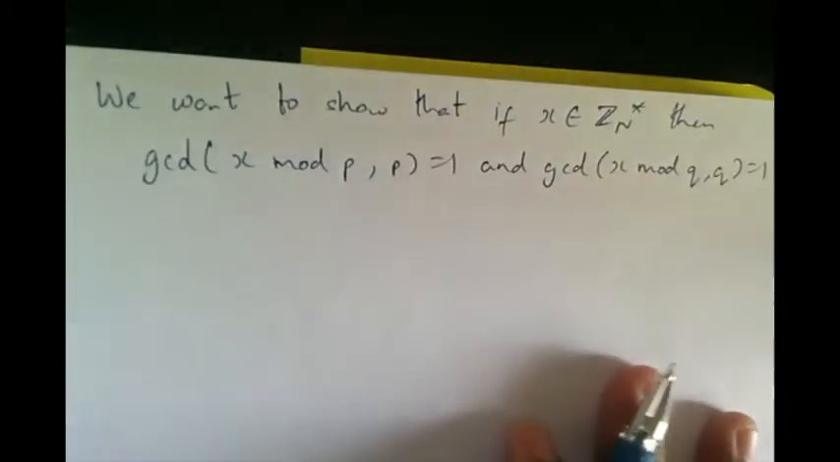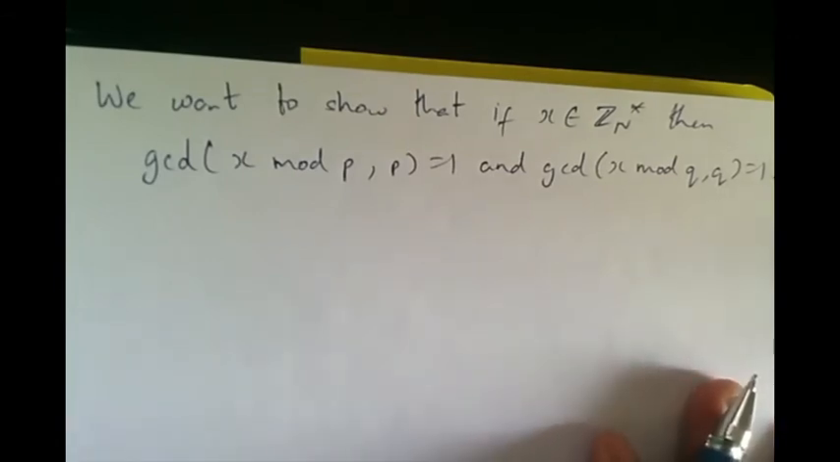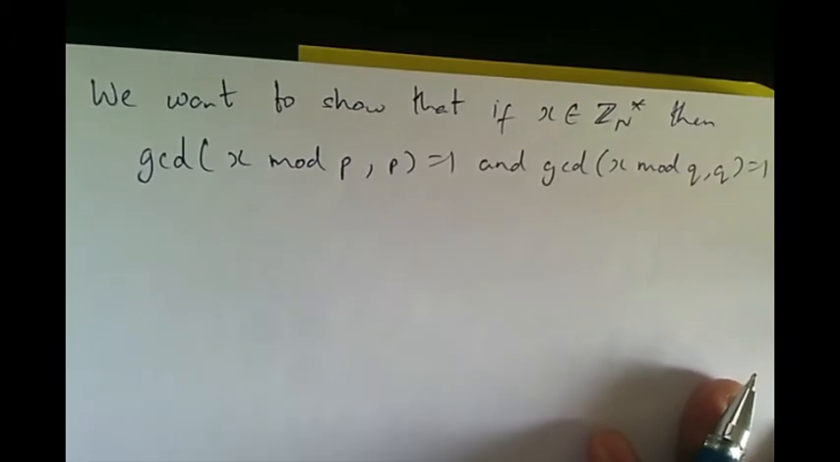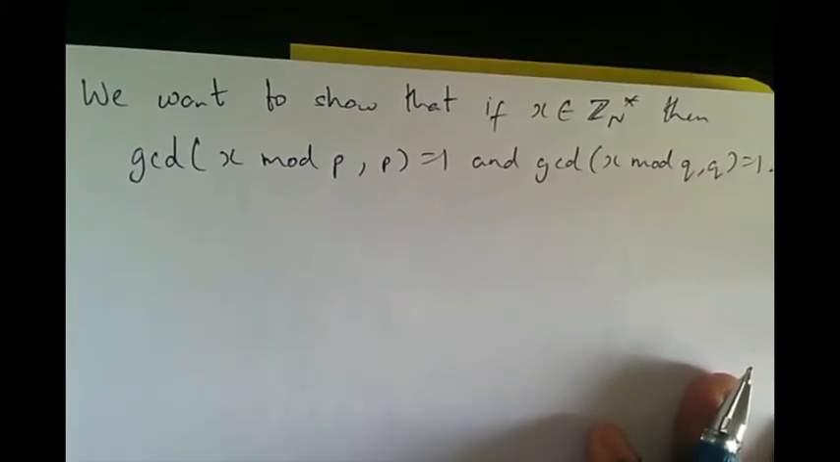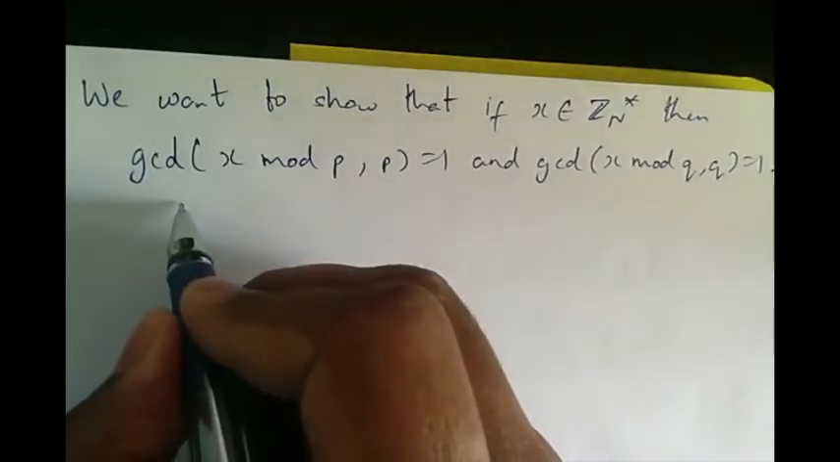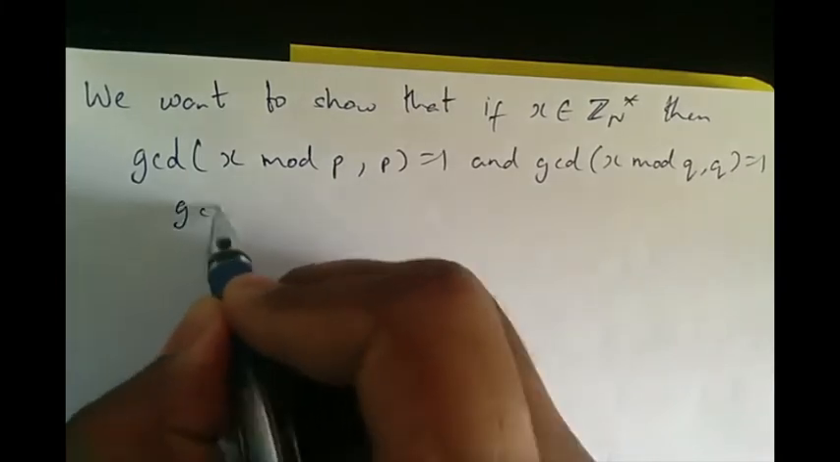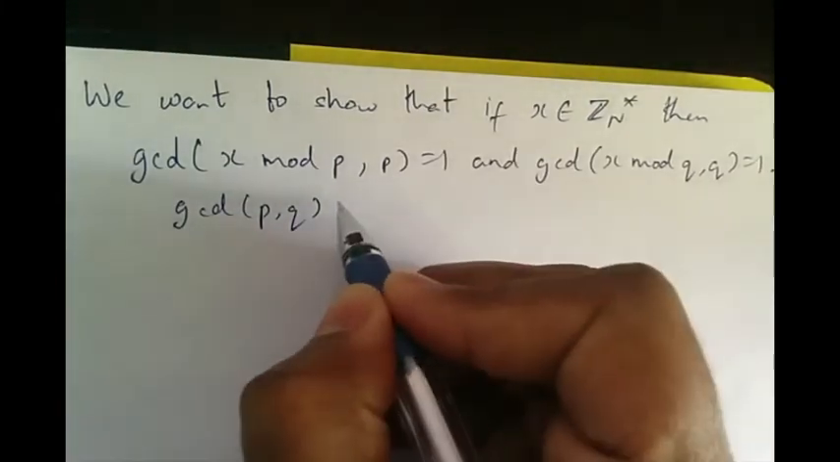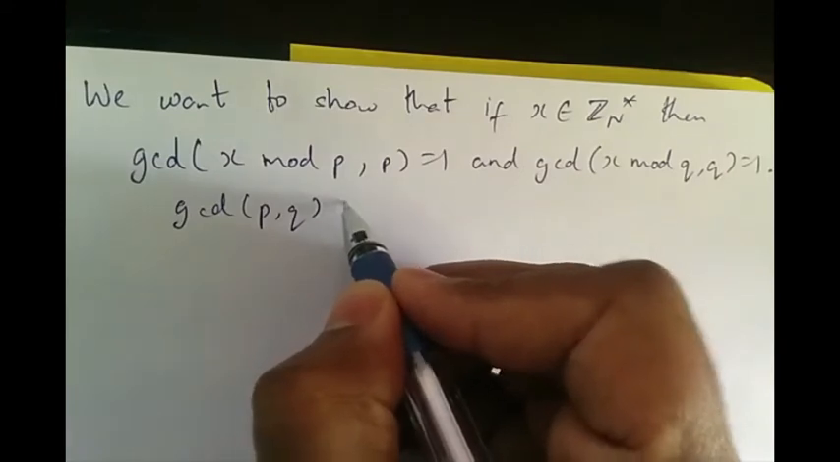So we want to show this statement. We want to show that if x belongs to Zn star, then the GCD of x mod p and p is 1, and the GCD of x mod q and q is 1. And of course, we are given that p and q are relatively prime: the GCD of p and q equals 1.